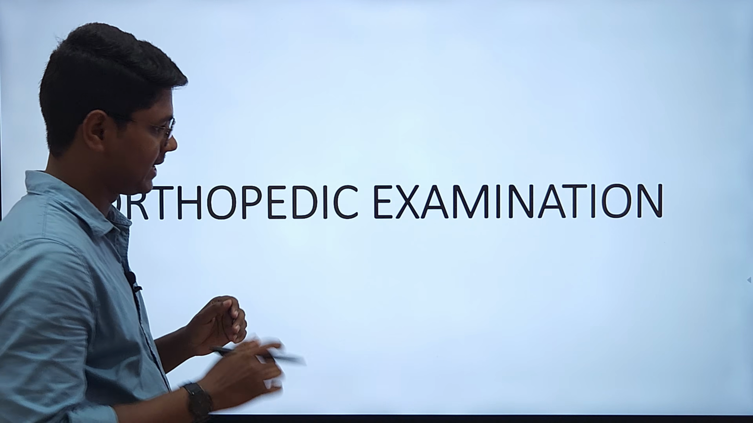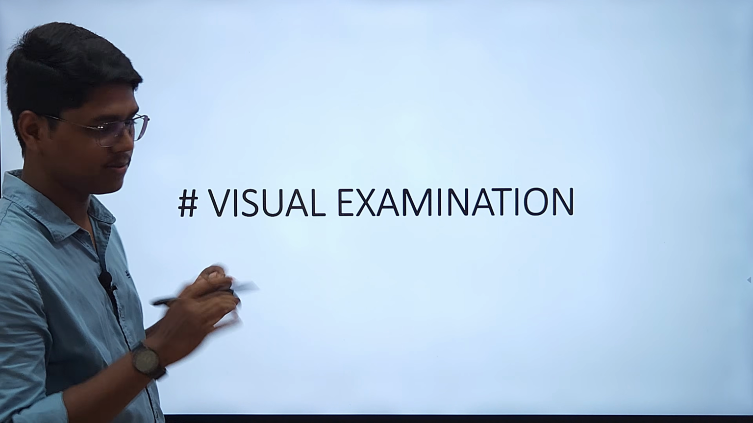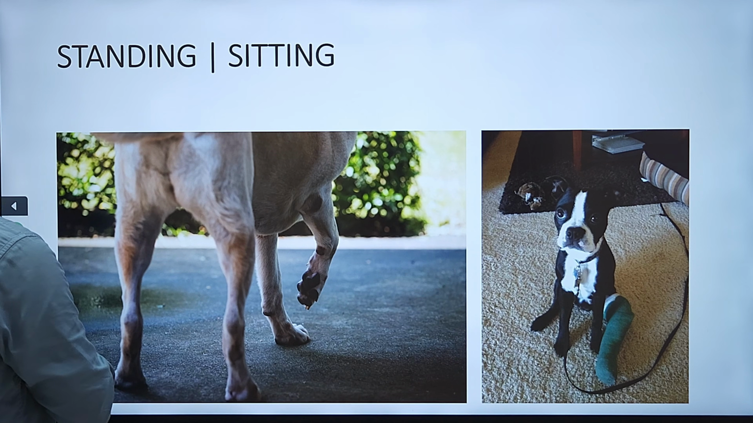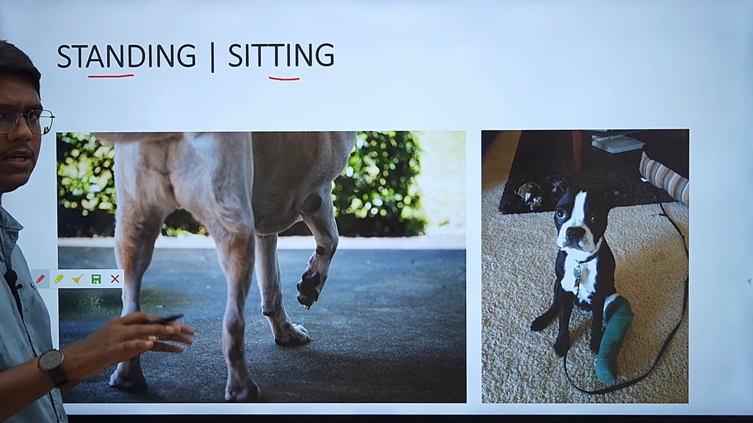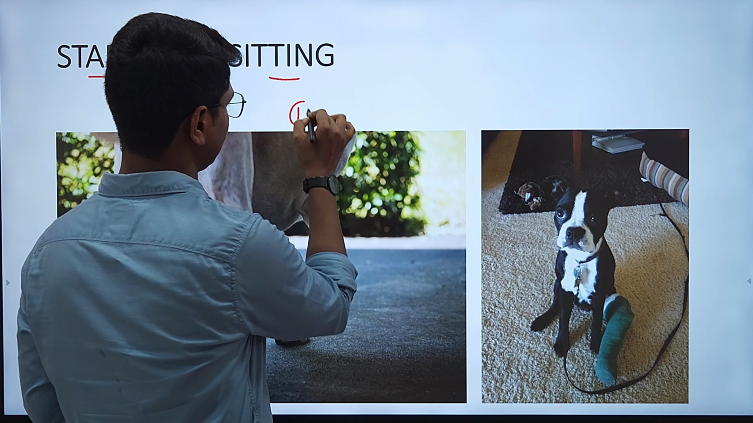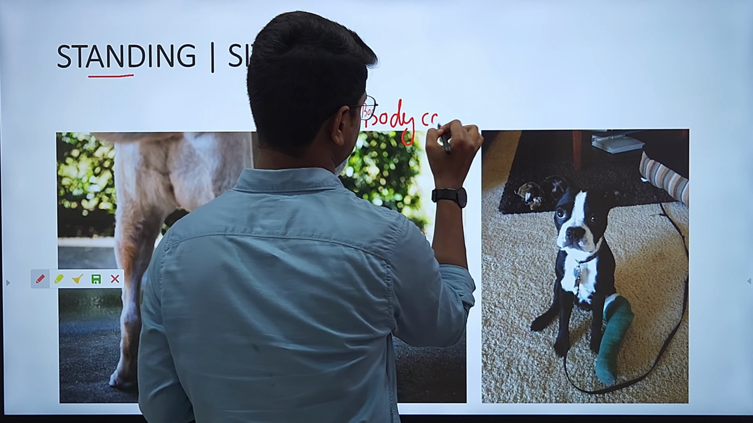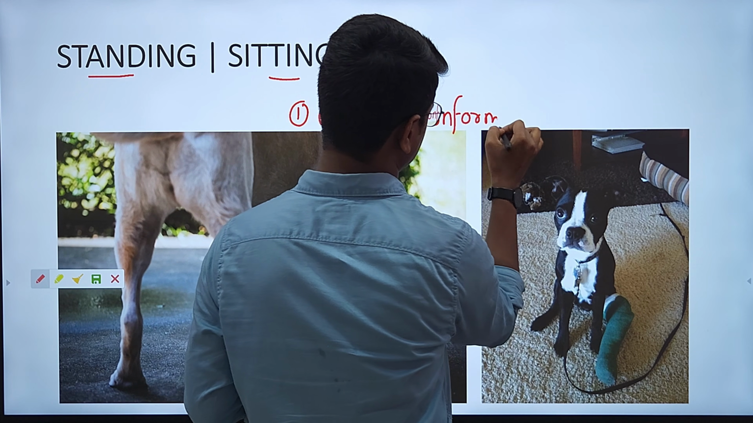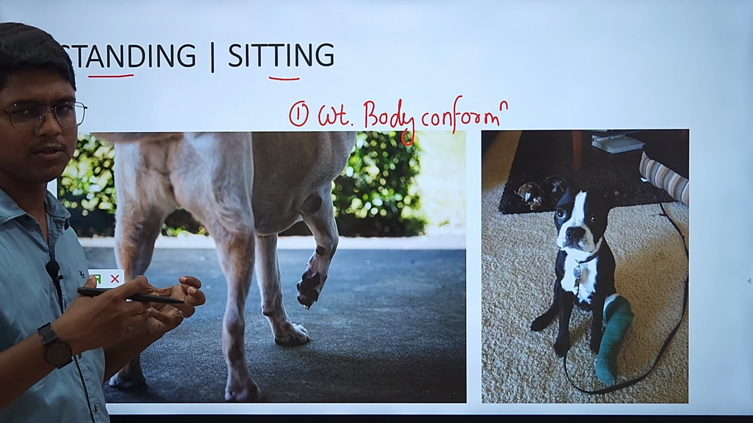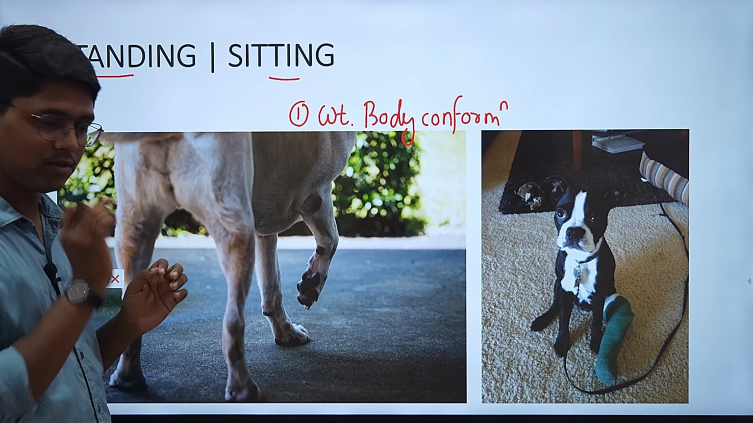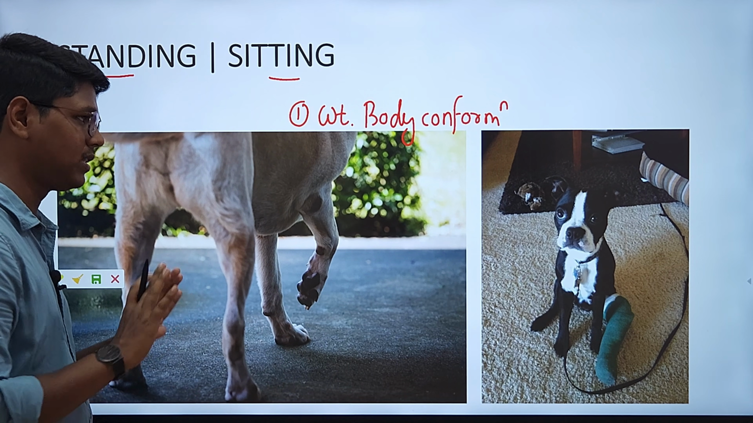Next, we will go for the orthopedic examinations. When the patient comes, do the visual examination first. Visual examination can be standing or sitting. In this examination, you mostly look at the weight, or to be very precise, the body conformation, whether obese or thin or moribund. When the animal is heavy, you know that you need a good, strong implant. We'll also discuss the fracture assessment score in subsequent classes, and all the doubts will be cleared.